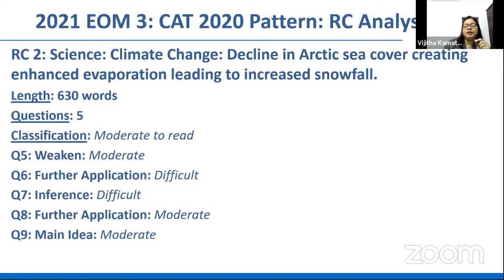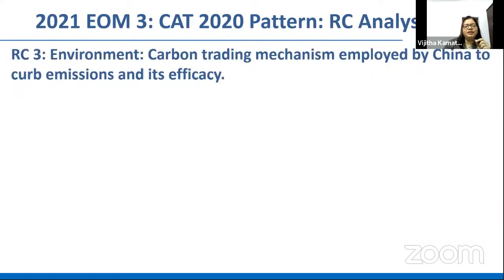But definitely, in comparison with the first one, this would have been a passage open for selection by many students. Many of you could have taken this easily. What about RC3? Environment: the carbon trading mechanism employed by China to curb emissions. And what's the efficacy of this mechanism that they've set up? How efficient is it? Is it going to bring about the expected results?